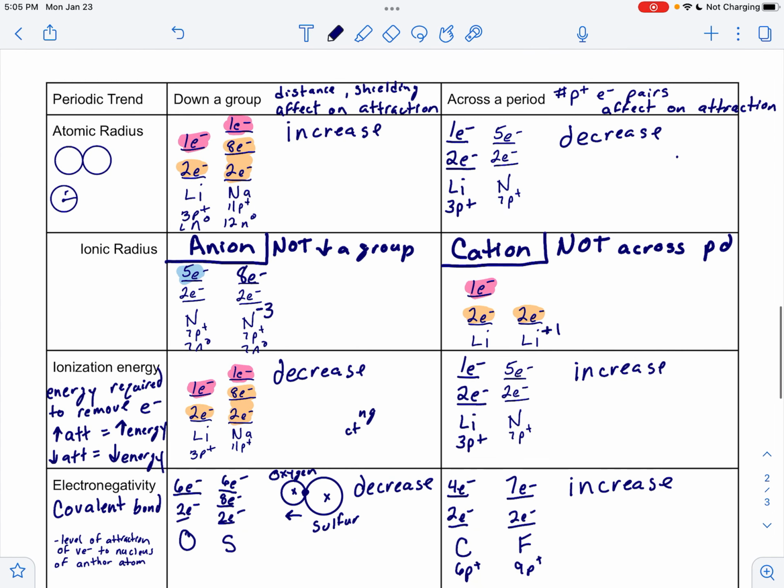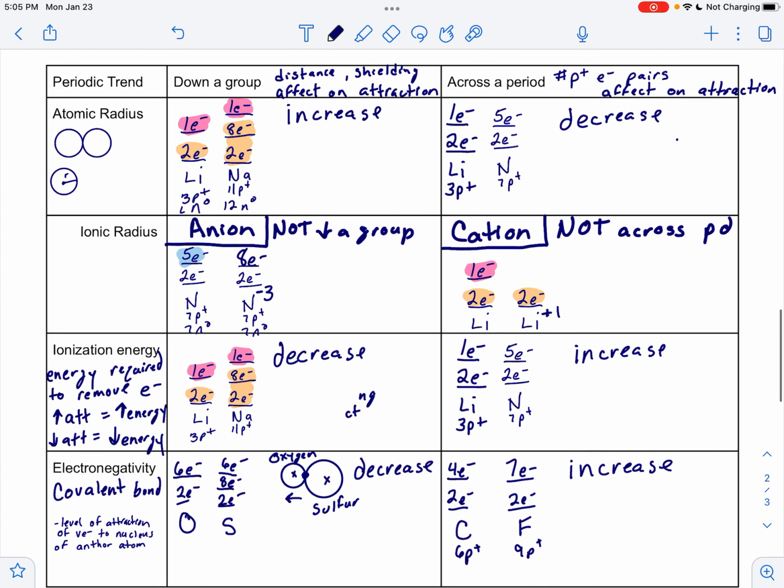So then, moving past that, we're going to talk about some of these trends. We already talked about the atomic radius. The atomic radius is going to increase as we go down a group, and it's going to decrease as we go across a period. The reason it increases down a group is because there are more energy levels. There's going to be higher distance, higher shielding, which means lower attraction, and therefore a larger radius.